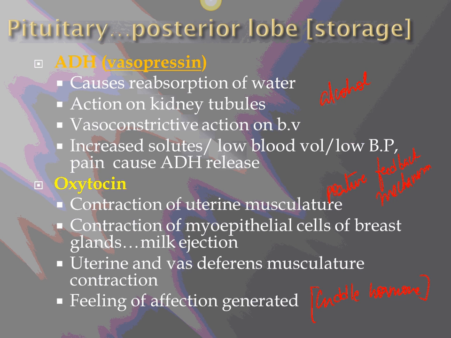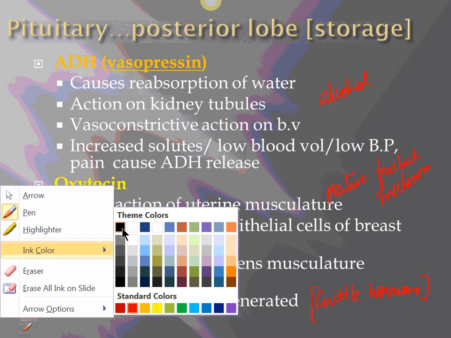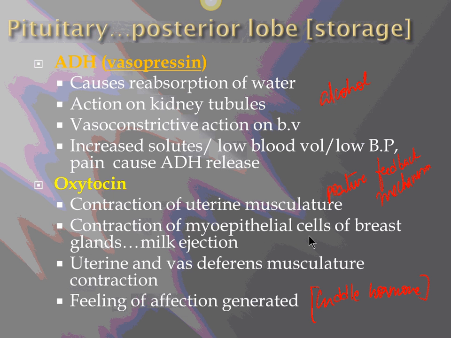So whenever you feel very affectionate and intimate, then a lot of oxytocin is released. That's why it's called the love hormone or the cuddle hormone. It also causes contraction of the myoepithelial cells of the breast. So during lactation, oxytocin causes these tiny cells, which surround the glandular tissue, to contract, and they cause secretion. So it causes ejection of milk.